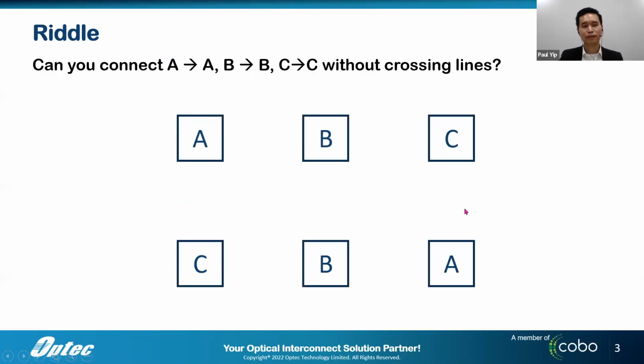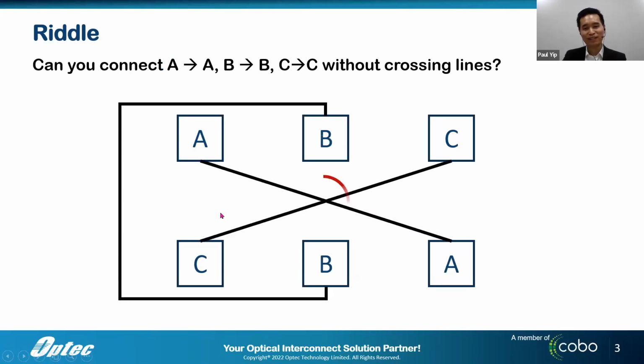Let's get started with the riddle, just to wake everyone up. Okay, so can we connect A to A, B to B, and C to C without crossing the line? I'll have the answers shown after the presentation.